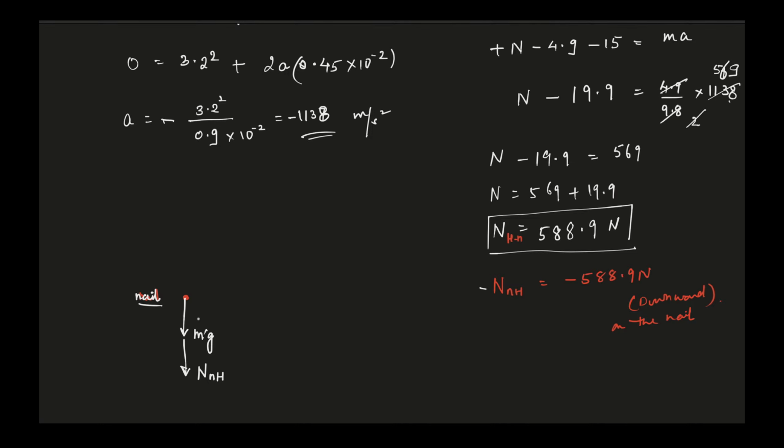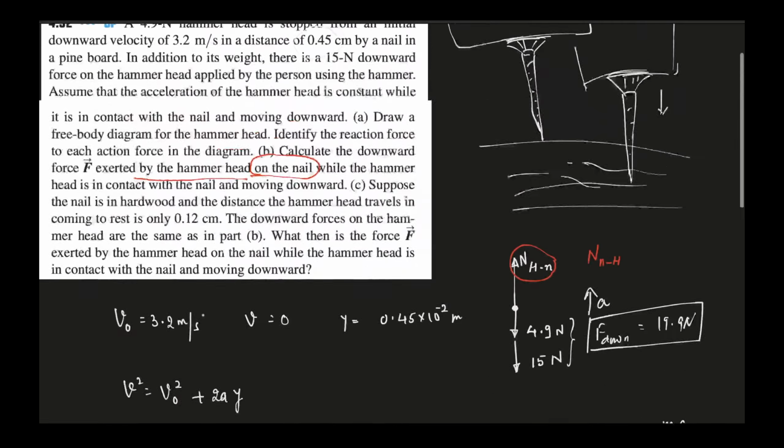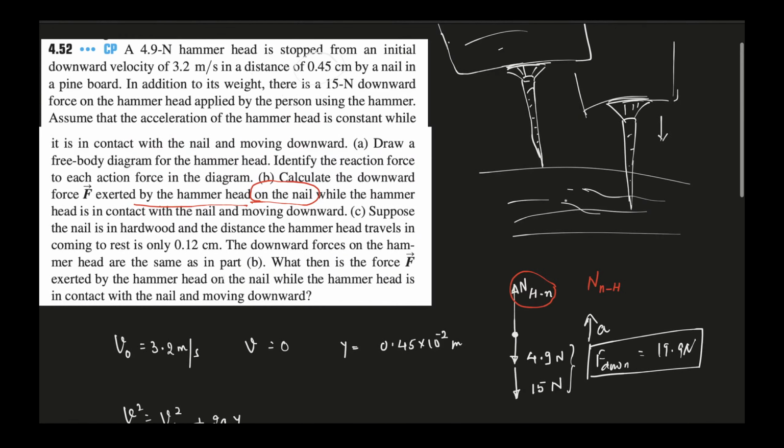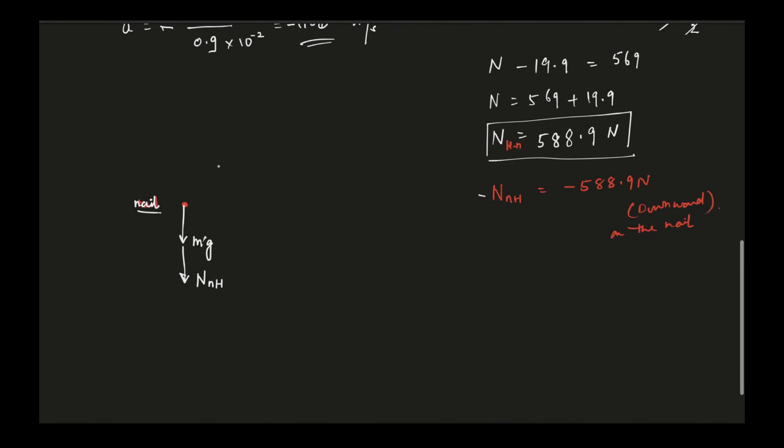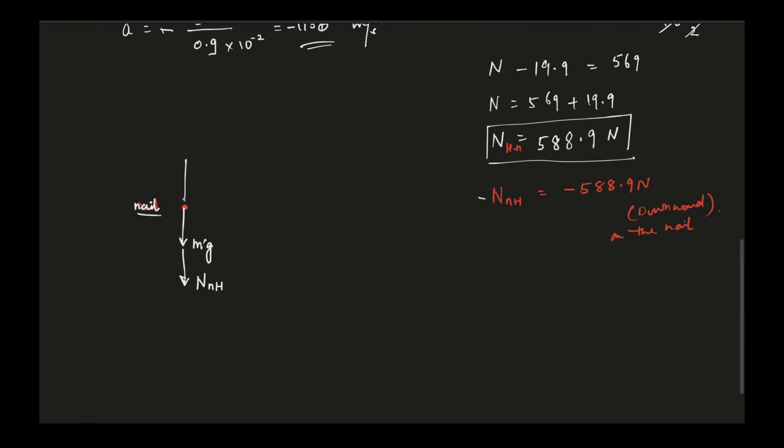No. You don't think so? No. What about the wood log? Oh, okay. So the normal force. There has to be a normal force on the nail from the wood log, correct? Yeah. So this is how the free body diagram looks.